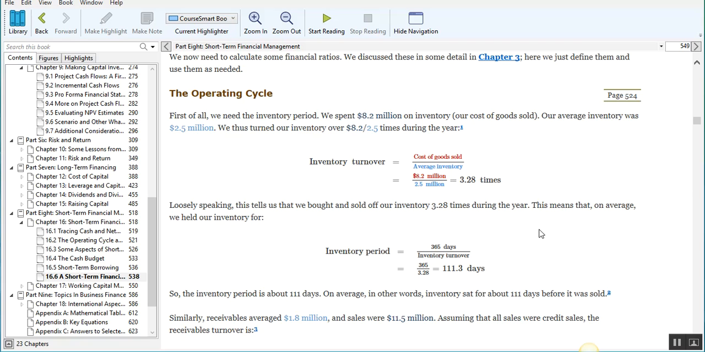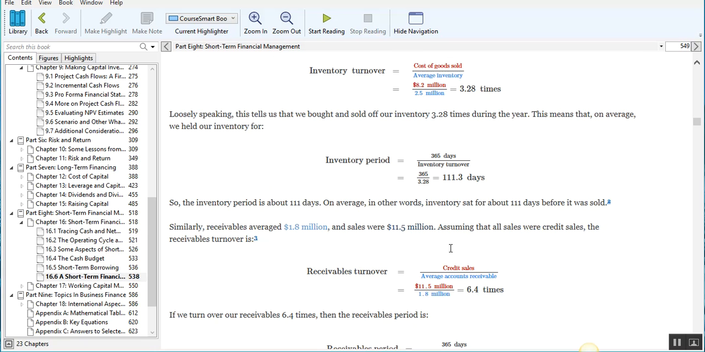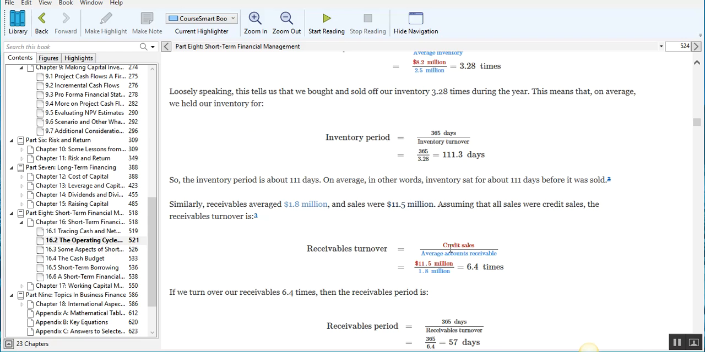We're interested in inventory turnover because we want to know how many times during the year we're going to sell our inventory. So in this case, we take cost of goods sold for the year divided by average inventory for the year, and we get 3.28 times. So if we take 365 days in a year divided by that 3.28 times, that means we sell it 3.28 times in a year. We get that it takes us 111.3 days on average to sell our inventory.